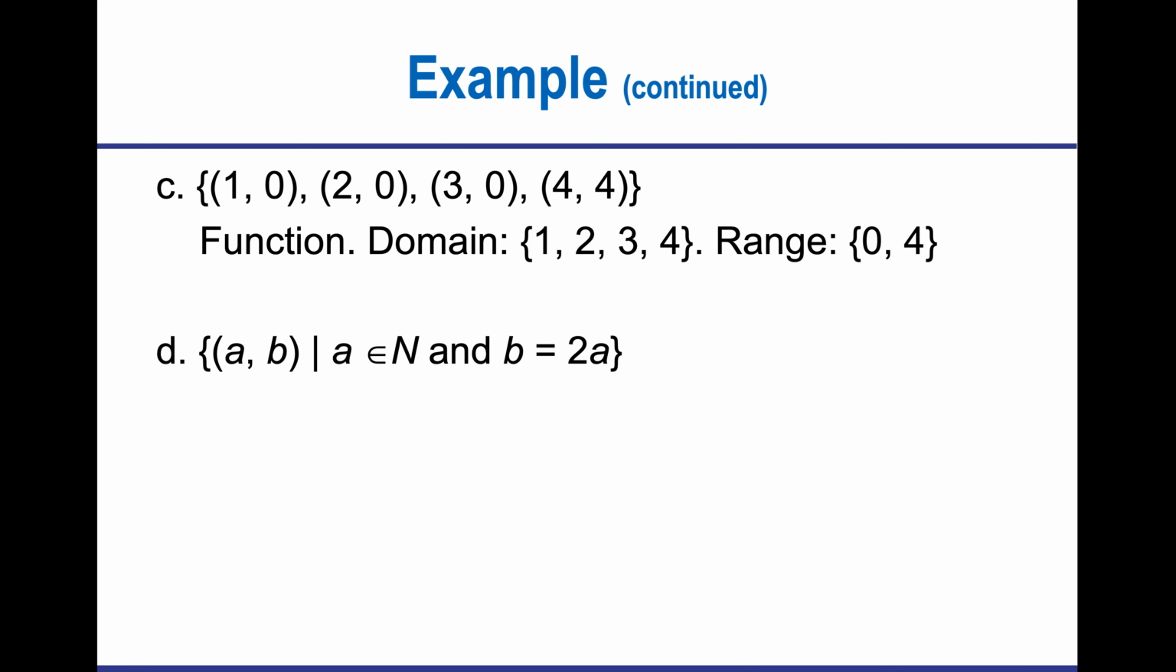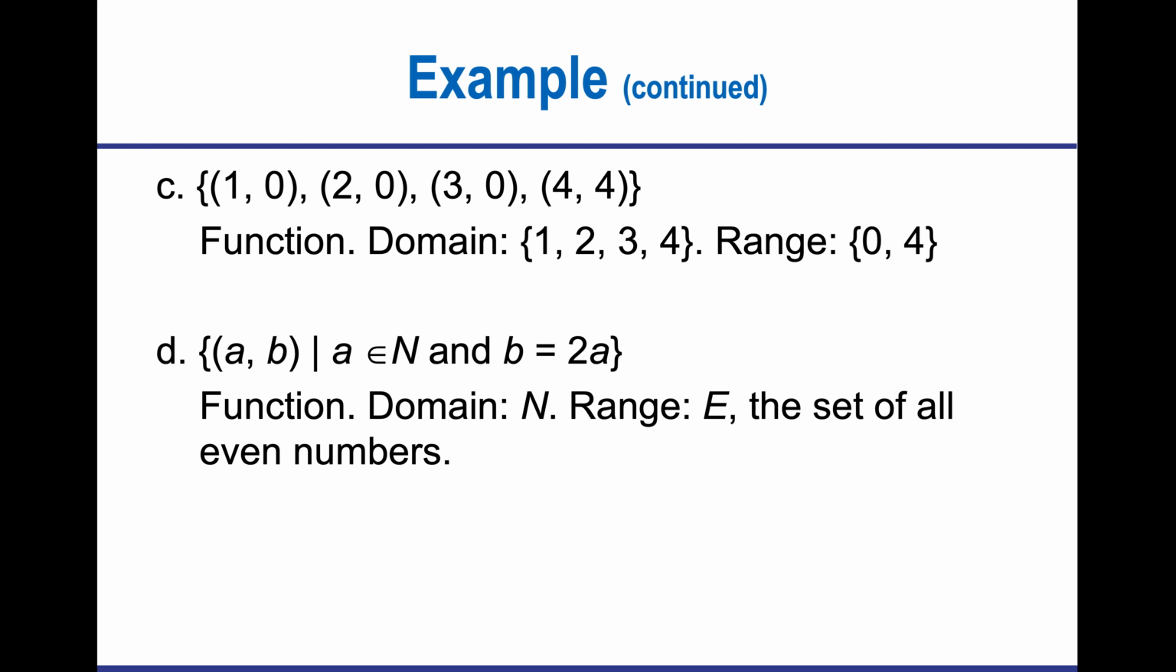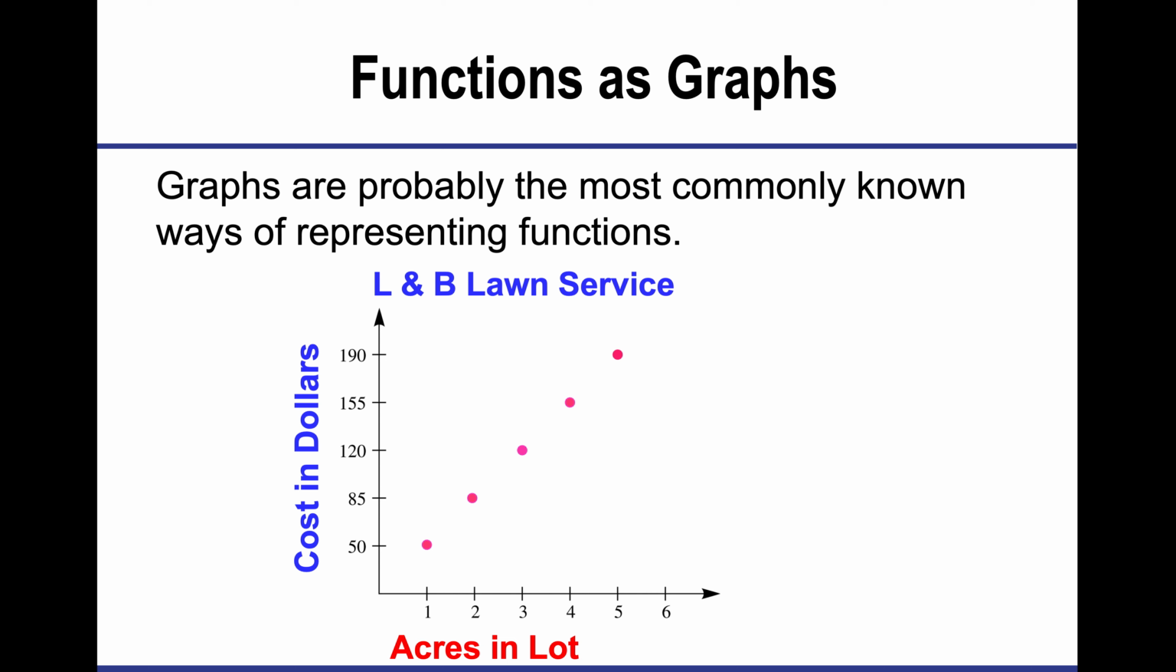C is going to be a function. I can list my domain and range out really nicely as a list. And then this is also going to be a function because if I have A as some value in and B is going to be 2 times A, I'm never going to be able to get the same thing if I'm doubling something. So it's going to be a function.